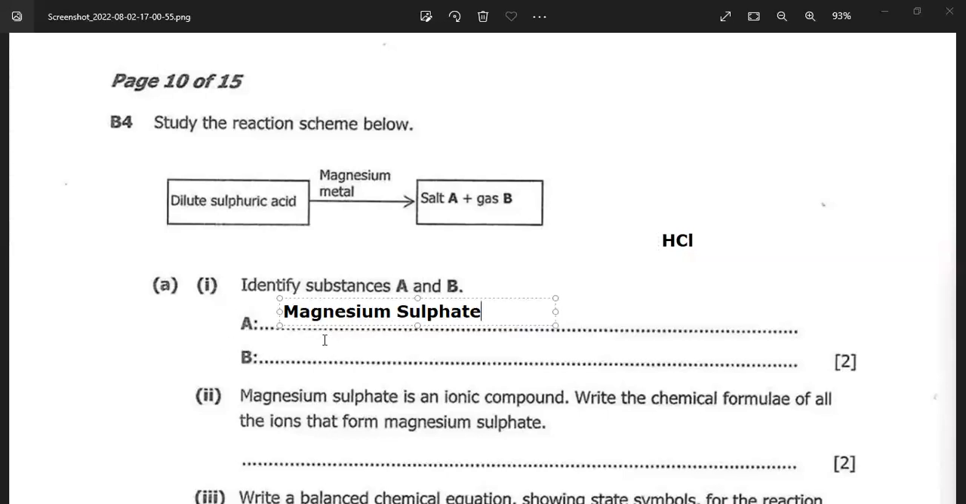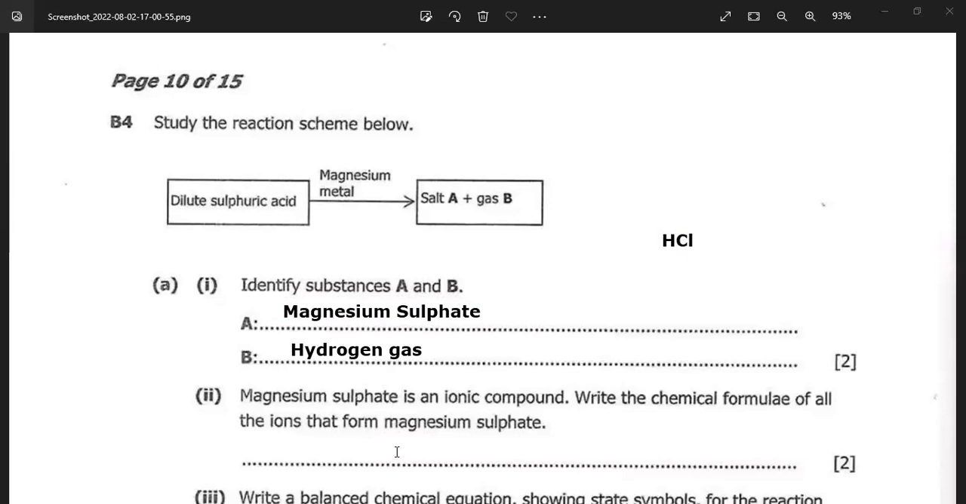Then of course, gas B, I've said, is hydrogen gas. So magnesium sulfate is an ionic compound. Write the chemical formula for all the ions that form magnesium sulfate. When you have an ionic compound, you definitely know that it's formed from ions, because a metal will be reacting with a non-metal to form a compound. That is what you have.